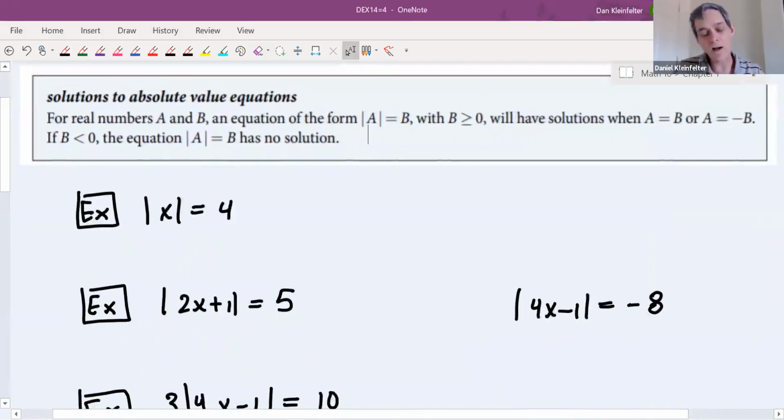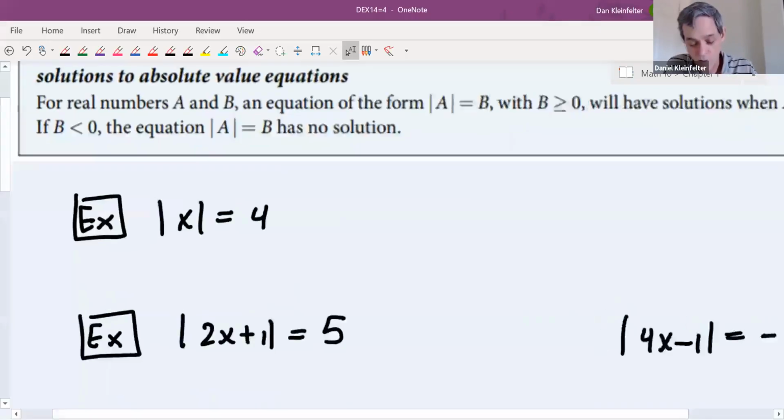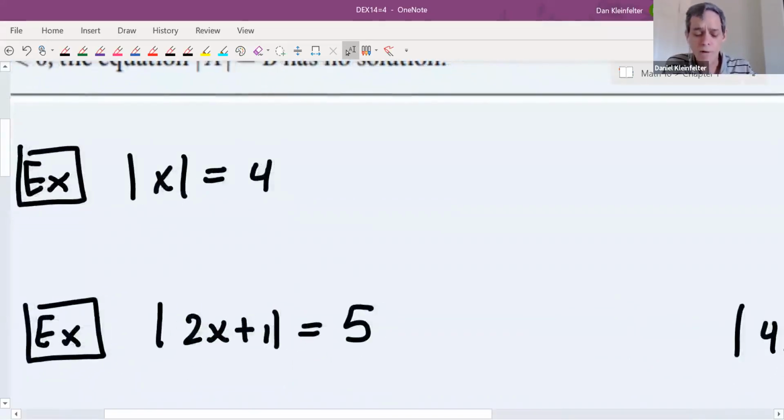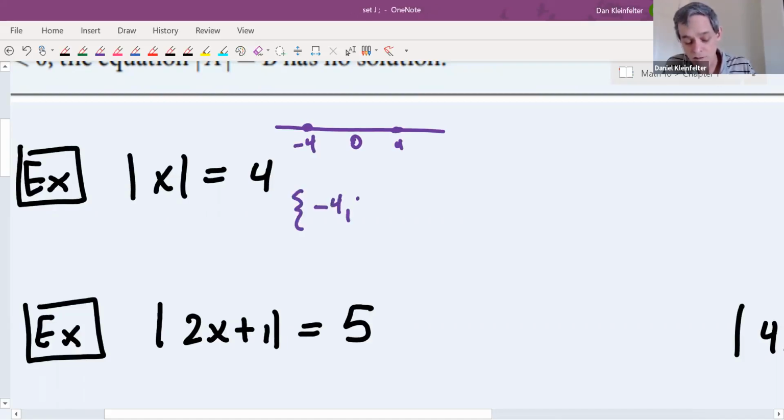The key to getting all of this done correctly is to remember that absolute value tells you the distance of a number from 0. So when you see an equation like this one, the absolute value of x is equal to 4, you want to think, okay, this says what numbers are 4 units away from 0? So here's 0. The 2 numbers that are 4 units from 0 are -4 and 4. So there are 2 solutions, -4 and 4, 2 individual numbers. Okay, and that's it.